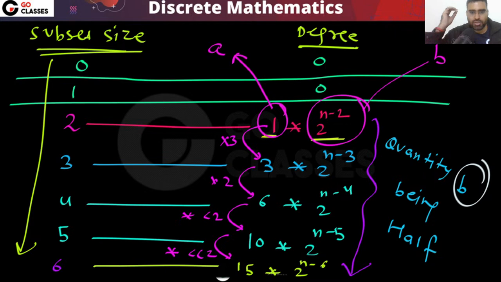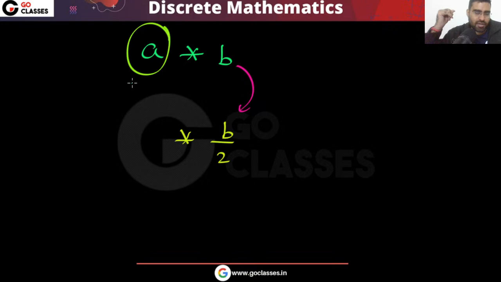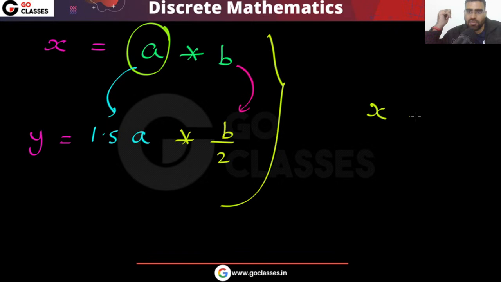What I am saying is a simple thing: there are two things, A multiplied by B. This quantity is half. Let me assume this one does not double, it is less than double. If this becomes 1.5 times, then ultimately which is bigger, x or y? Tell me, which is bigger, x or y? So definitely x is bigger.